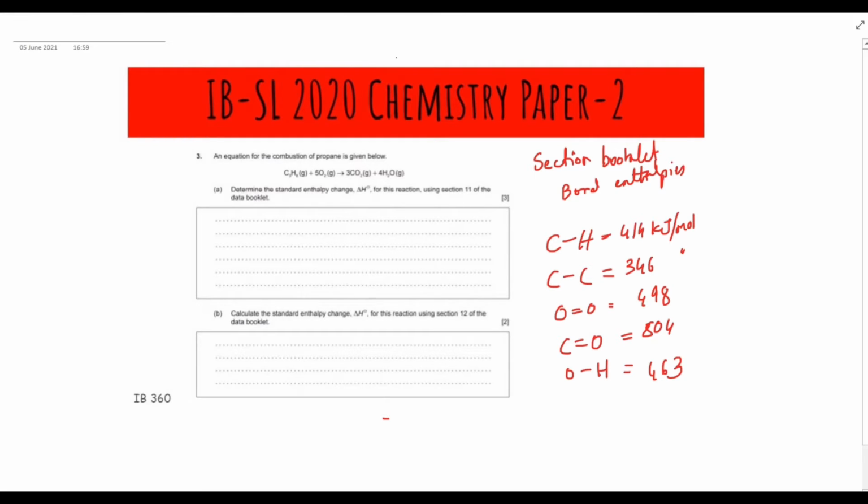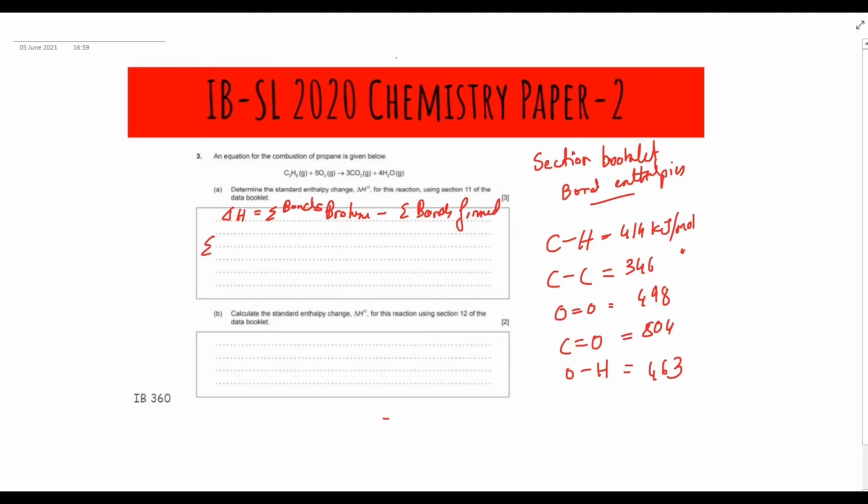In this question, we need to find the standard enthalpy change of combustion of propane using section 11. Section 11 contains the bond enthalpies, and I've already listed the specific bonds which would be formed or broken in this reaction. So delta H is the summation of bonds broken minus the summation of bonds formed.